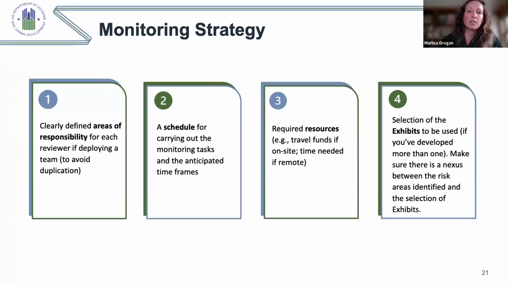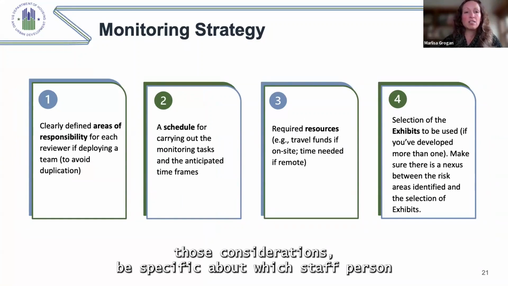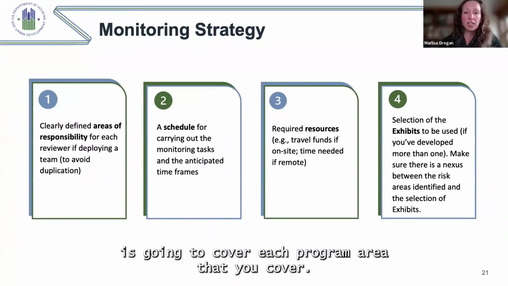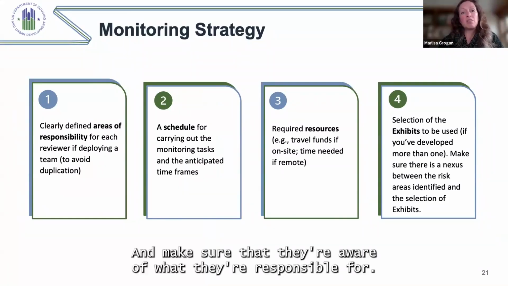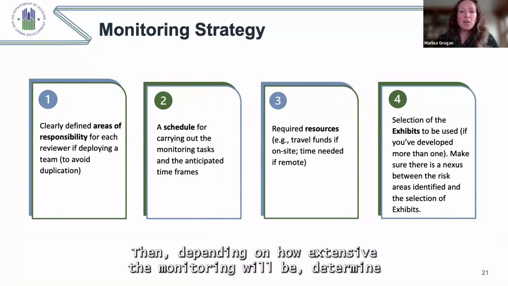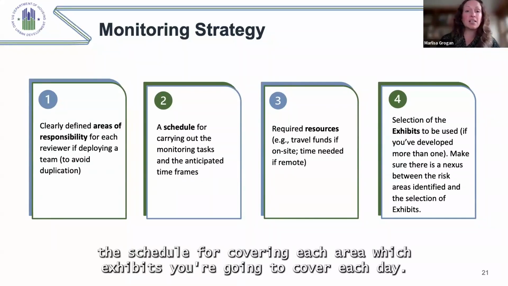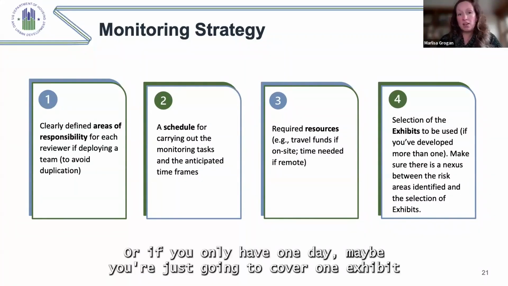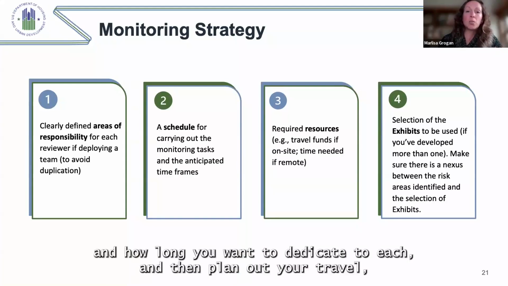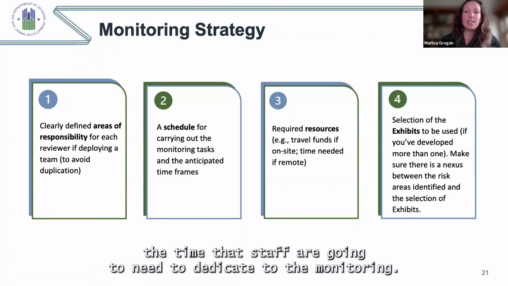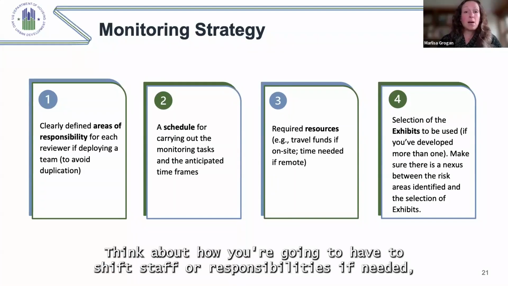Slide, continued. A numbered list. In addition to those considerations, be specific about which staff person is going to cover each program area that you cover, and make sure that they're aware of what they're responsible for. Then, depending on how extensive the monitoring will be, determine the schedule for covering each area, like which exhibits you're going to cover each day. Or if you only have one day, maybe you're just going to cover one exhibit, and how long you want to dedicate to each. And then plan out your travel, the time that staff are going to need to dedicate to the monitoring. Think about how you're going to have to shift staff responsibilities if needed.